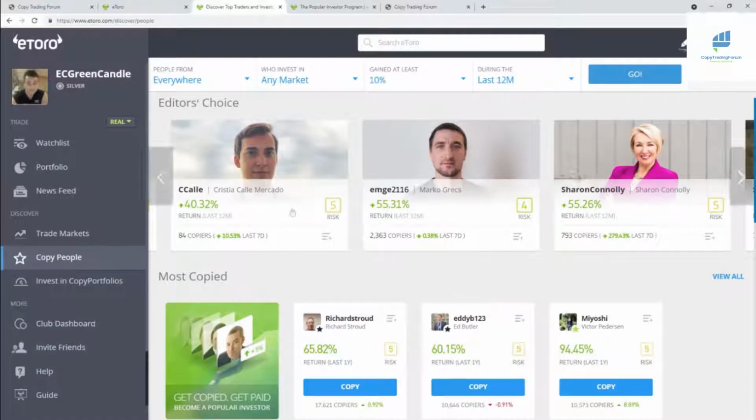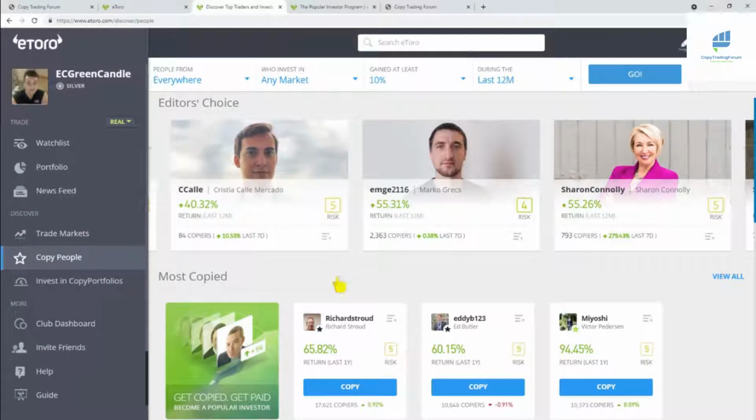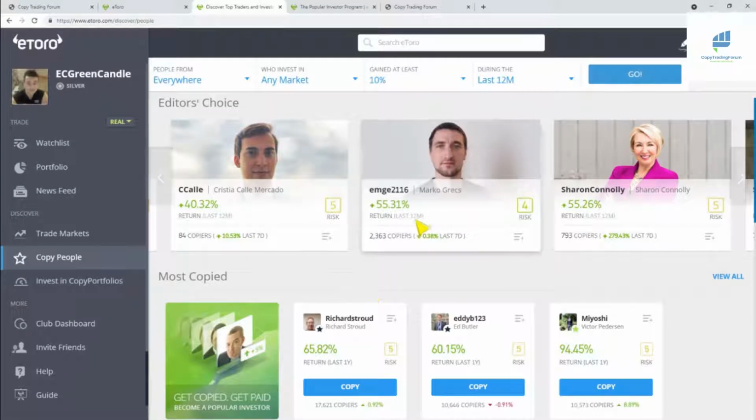So it's a great way to start off if you want to get into the financial markets, you want to get into trading stocks, but you don't have the time or you don't have the experience. You can let these people, these are talented investors, you can see what they've done since they started trading on eToro, and you can see the returns, what they've invested, and you can see everything before you copy.